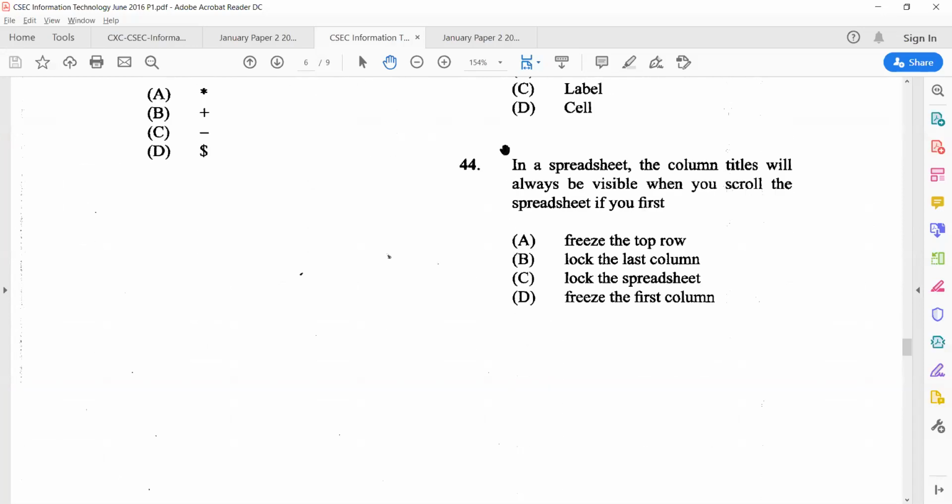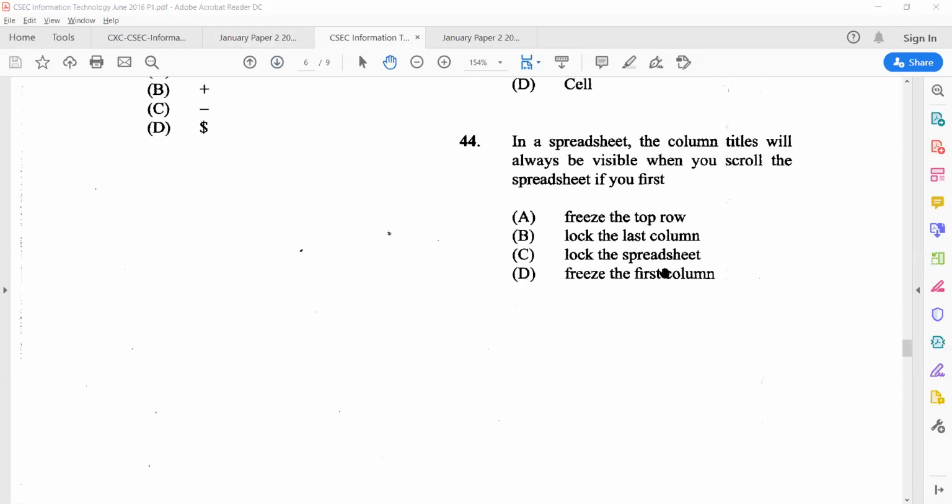Okay, 44. In a spreadsheet, the column titles will always be visible when you scroll the spreadsheet if you first do what? Freeze the top row, lock the last column, lock the spreadsheet, freeze the first column. What is the answer for 44?